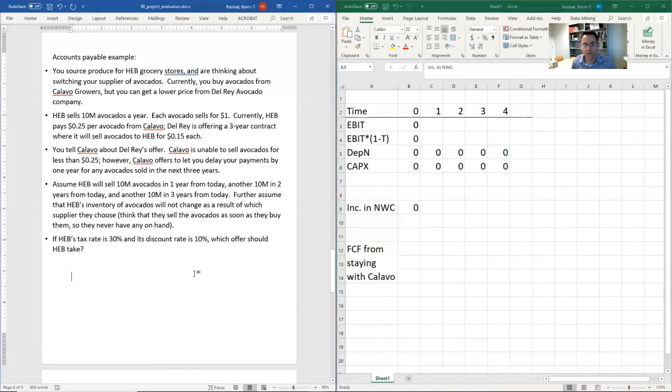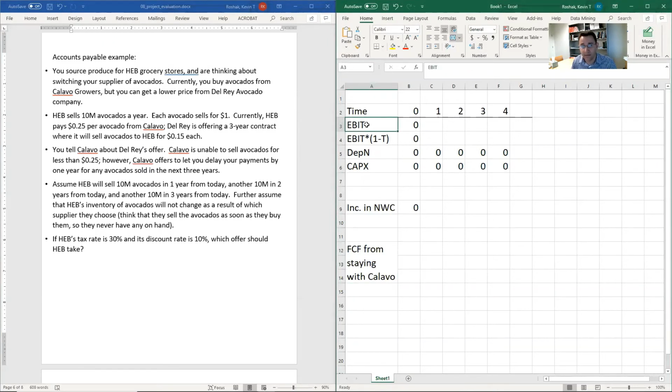Okay, so let's think about this incremental cash flow. We talked about this idea at the beginning of the slide deck. Here we have 2 choices, right? We can't do both. We can't buy from both Calavo and Del Rey. We have to make a choice. If we choose the cheaper avocado, then we don't get the accounts payable. If we choose the accounts payable, we don't get the cheaper avocado. All right, so we need to pick one relative to the other. So what's going to be the incremental free cash flow from staying with Calavo?